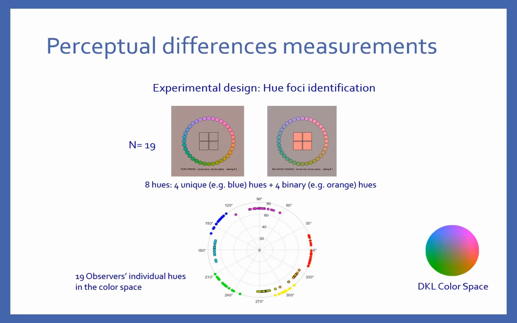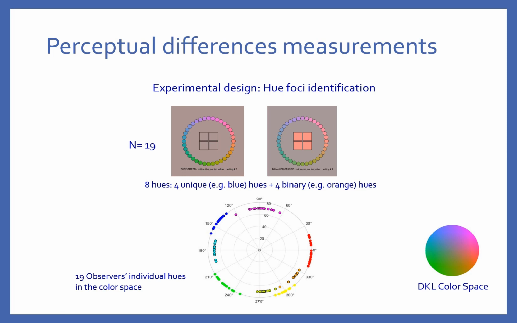The first step was to measure perceptual differences of real observers. So we tested 19 real observers with an experimental design of unique hue identification for the 8 hues, so 4 unique hues and 4 binary hues. The task was a simple perceptual task. People should identify which was the best example of the color tested. So in this case, for example, pure green or the pure yellowish orange.